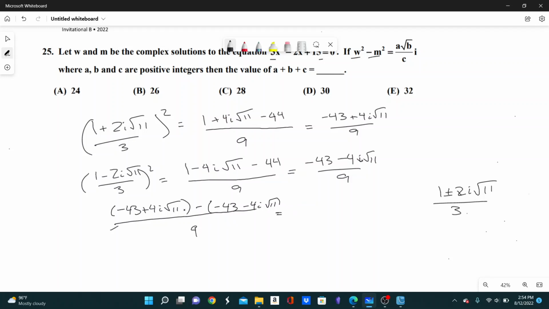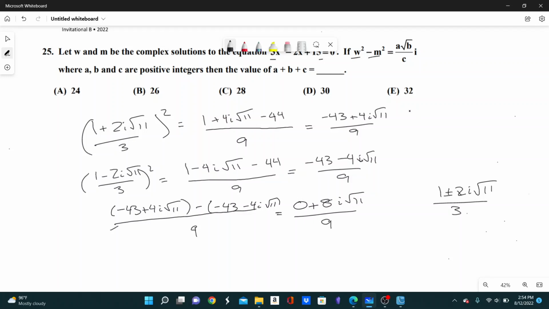And so let's see. We have negative 43 minus a negative 43. So that's just 0. So 0 plus. And then we have 4i square root of 11 minus negative 4i square root of 11. So that's going to be plus. So we have 0 plus 8i square root of 11, and then all over 9.